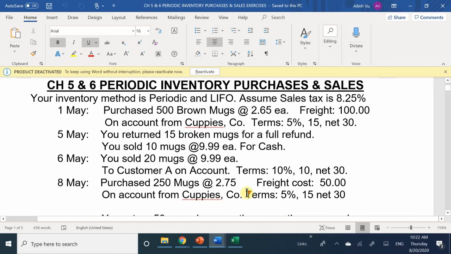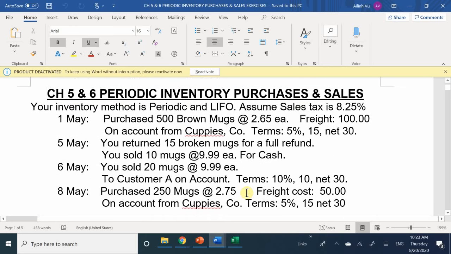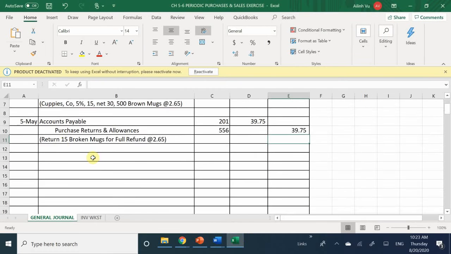Now, what happened next on the same day? Sold 10 mugs at $9.99 for cash. Okay. Now, we also have the assumption at the top: assume that sales tax is 8.25%. So don't forget that you do have to charge tax. So you sold 10 mugs at $9.99 each for cash. Okay? So what is my journal going to be? What is the transaction at hand?